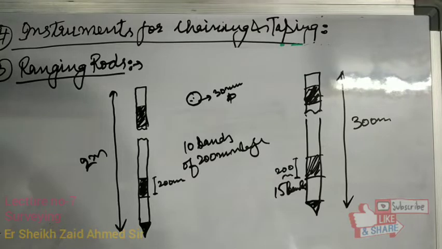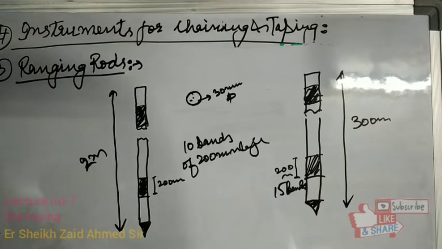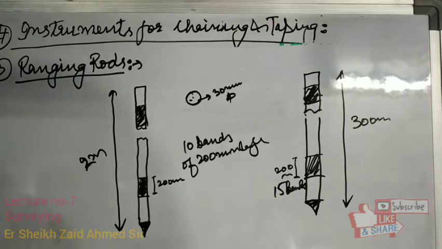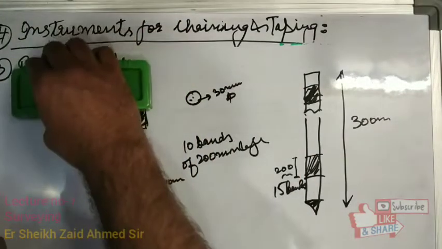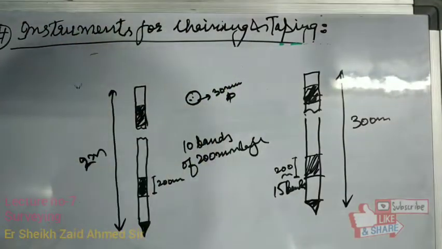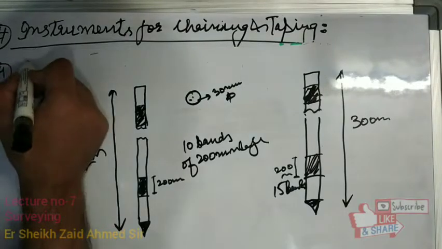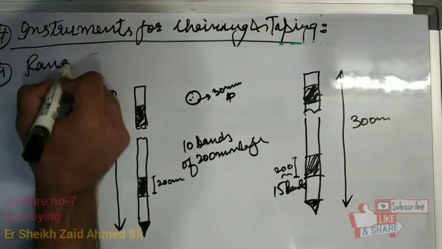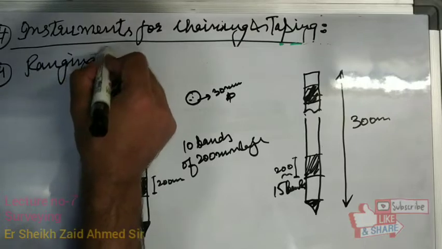See, when the distance is very large, a flag of red and white color, 250 to 500 mm square, is tied to the top of the rod, so that the rod can be easily sighted. So this was all about ranging rods. Now the next is ranging poles. Now, what is the difference between ranging rod and ranging poles?